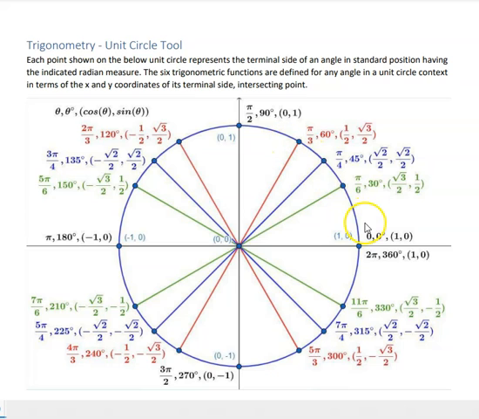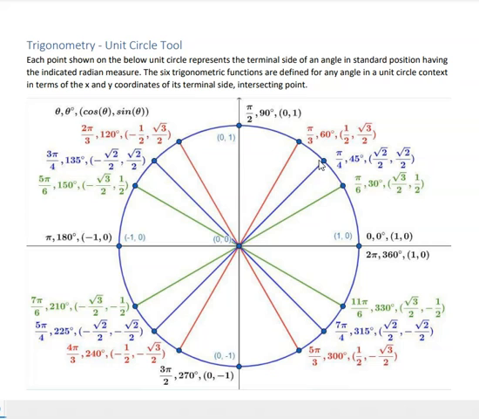First, the acute angles, less than 90 degrees. We have pi over 6, pi over 4, and pi over 3. That's radians. And in degrees, there are 30, 45, and 60. And here are the actual coordinates of these points.